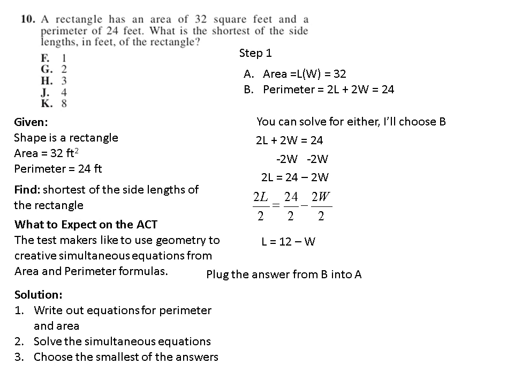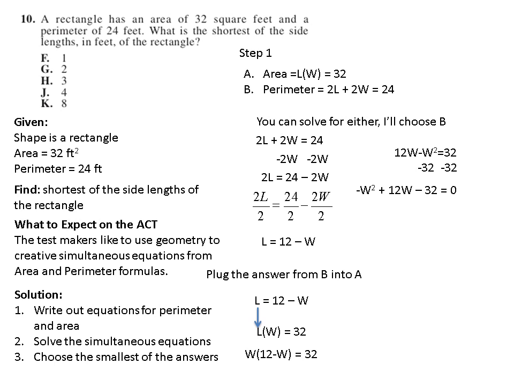Now I'm going to plug the answer from B into equation A. So the L equals 12 minus W. I'm going to plug that in for the L in equation A, which is W times 12 minus W equals 32. And this results in, when you distribute the W, 12 times W minus W squared equals 32. Subtract 32 from both sides to bring the 32 over. And now I have a polynomial to do factoring.